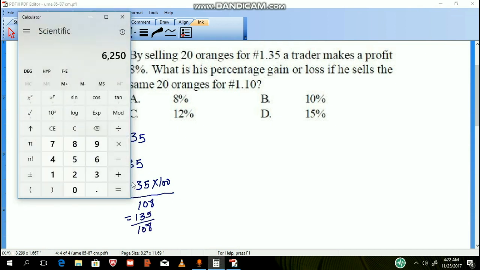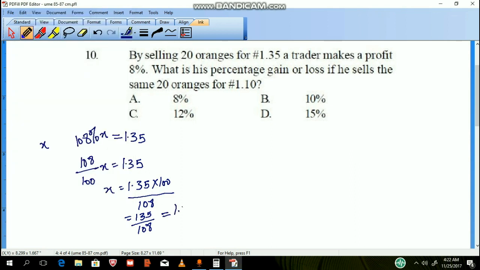Let's see what that will result to. 135 divided by 108, so that will be 1.25. So it implies that I bought it for 1.25. Now if he bought it for 1 naira 25 kobo and he now sold it for 1 naira 10 kobo, that implies that he has made a loss.